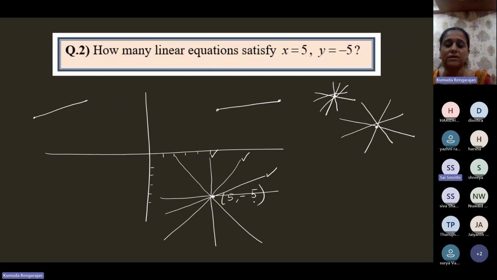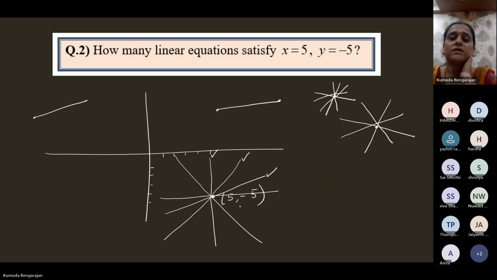Student: I can't understand this question. Can you repeat this again? No, I haven't finished, please wait. So 5 comma minus 5 is a point in the Cartesian plane. That's the first thing. Do we all get that? 5 comma minus 5 is a point in the Cartesian plane. Yes?